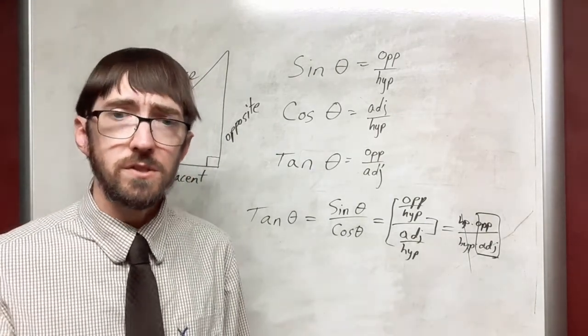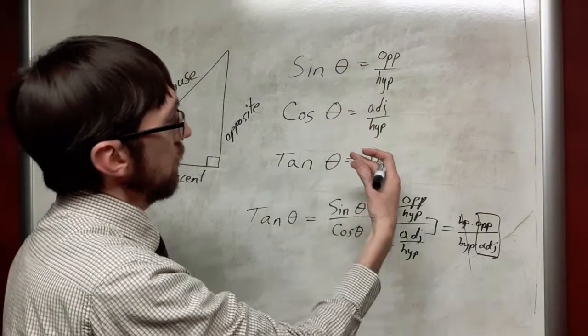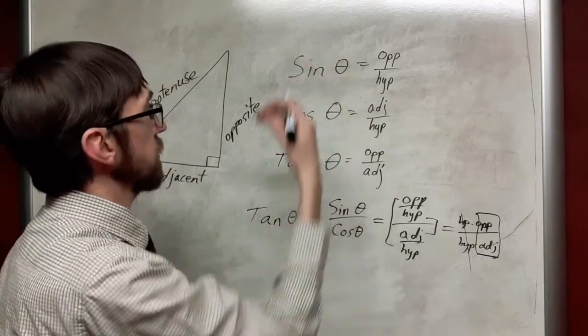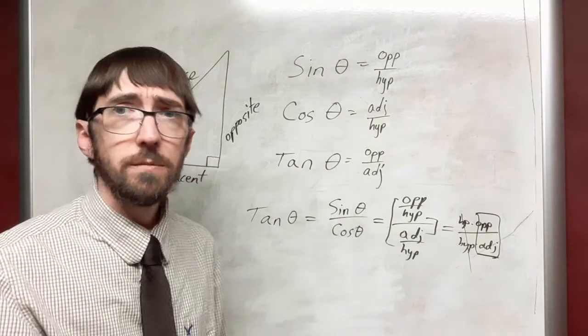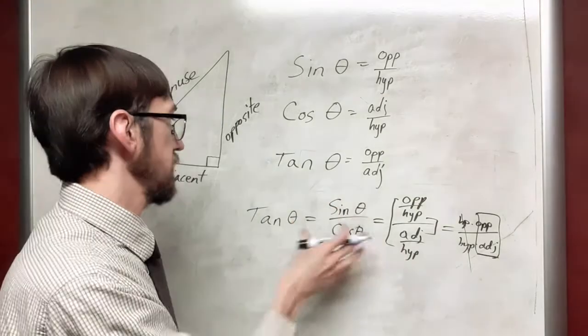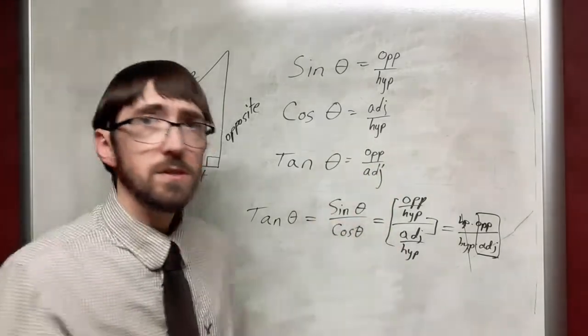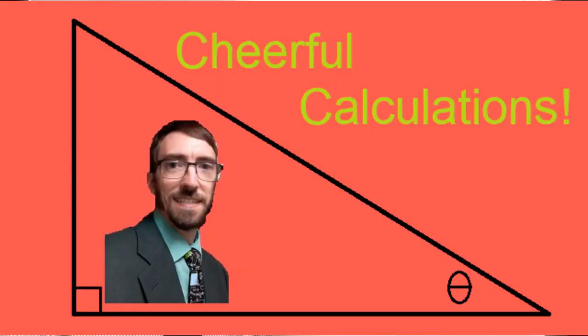Hopefully this helps with understanding how to label our triangle, what ratios should be used with each of the basic trigonometric functions, and how this ratio of sine to cosine relates to tangent and is still the same valuation as opposite over adjacent. Cheerful calculations.